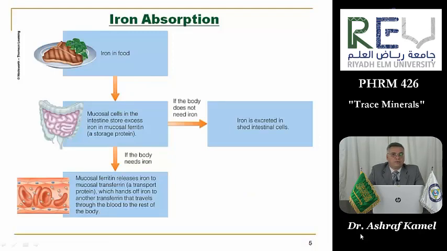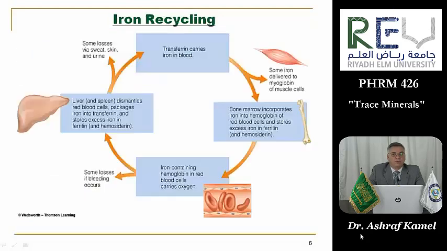Iron in the food is absorbed through the small intestine. Part of it goes to the blood, and part of it is stored in the intestine in the form of ferritin. If the body does not need iron, iron will be excreted and shed with the shed intestinal cells. Mucosal ferritin in the intestine releases its iron to the blood whenever the body needs iron.